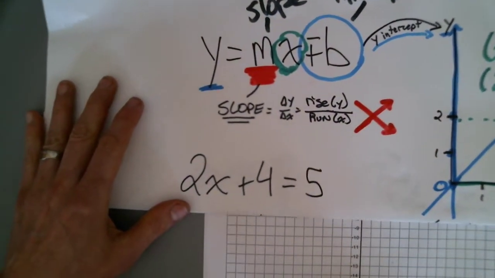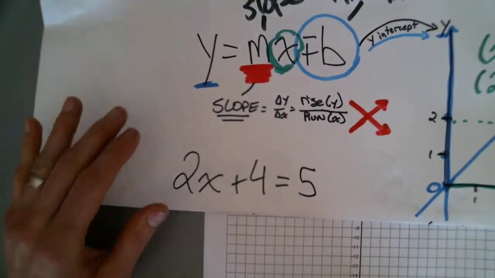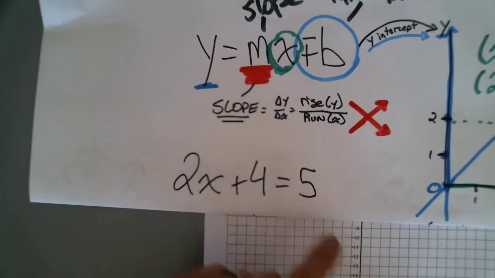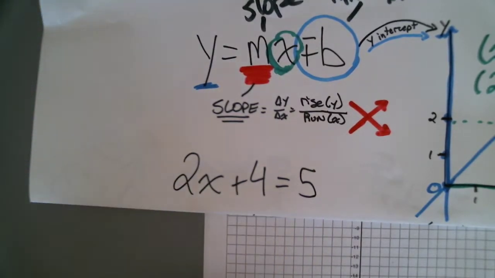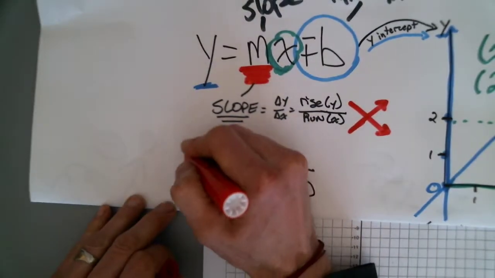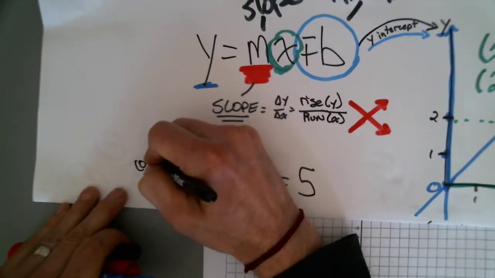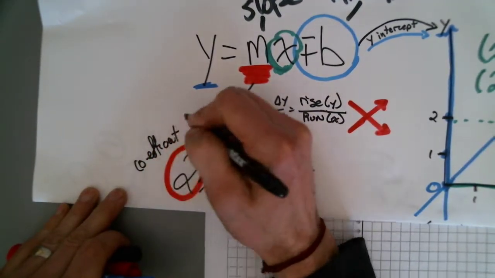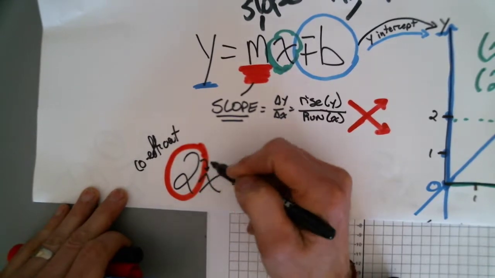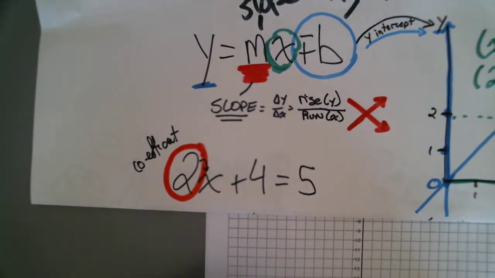Now, one thing I do want to show you here is I want to flip this around. So if I have 2x plus 4 equals 5, that's an algebra problem, right? What do we know about it? Well, we know that this is a coefficient. What's a coefficient? I hope you said the coefficient is the number that is attached to x, because that's what it is.